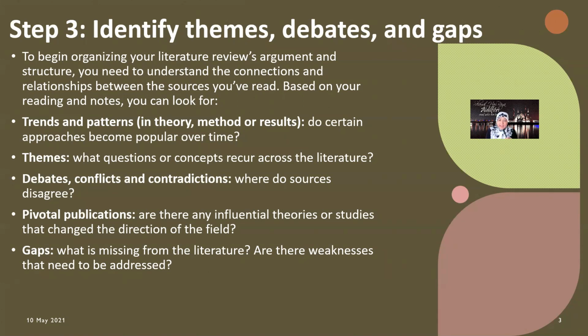Pivotal publications. Are there any influential theories or studies that changed the direction of the field? So look back into your articles. Is there any directional change? Any new things that change the flow? Gaps. What is missing from the literature? Are there weaknesses that need to be addressed? So you look into these 5 or 7 articles, see the weaknesses of their work. What is missing that you might be able to solve or add later on?